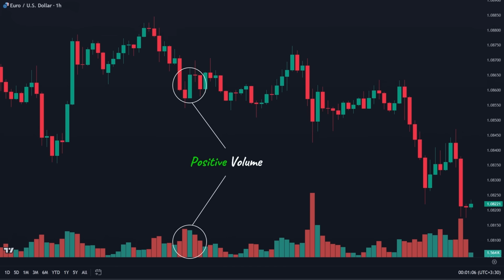Green bars indicate positive volume, suggesting bullish momentum in price, while red bars indicate negative volume, suggesting bearish momentum in price.